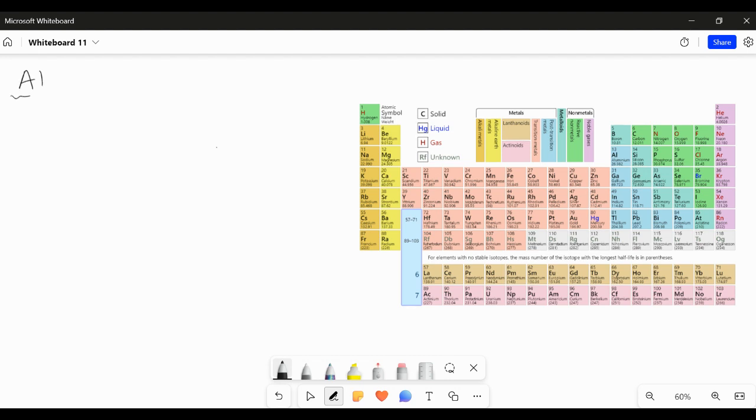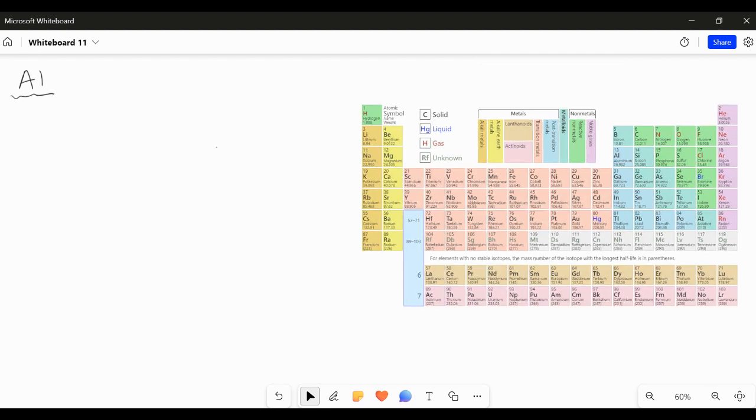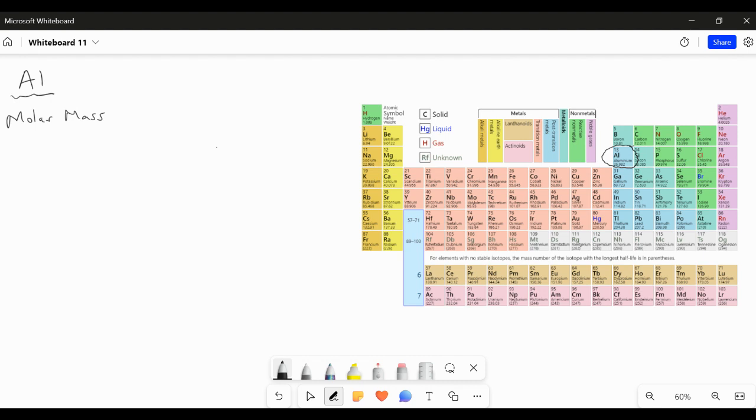Okay. Anytime you've got the element or just a pure element, you can just look it up on the periodic table because the mass that's listed right here, that is its molar mass in grams. So for aluminum, the molar mass is 26.98 grams.